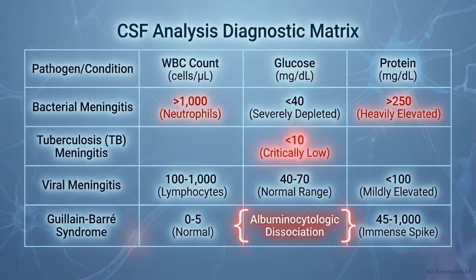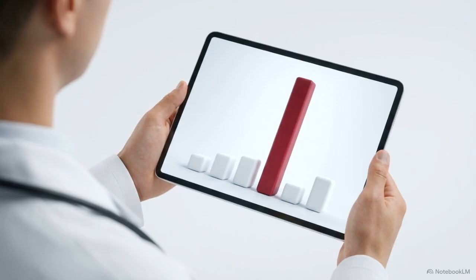Most critically, the glucose is virtually non-existent, often dropping below 10 milligrams per deciliter. In stark contrast, the standard viral profile shows a moderate lymphocytic pleocytosis, but the glucose remains completely normal, and protein is only mildly elevated. The table also reveals non-infectious pathologies, like the Guillain-Barré syndrome anomaly. The fluid exhibits albuminocytologic dissociation, a totally normal white blood cell count coupled with an immense spike in protein. Mapping the exact CSF biochemistry allows the physician to discard empiric guesswork and execute targeted, pathogen-specific therapeutic strikes.